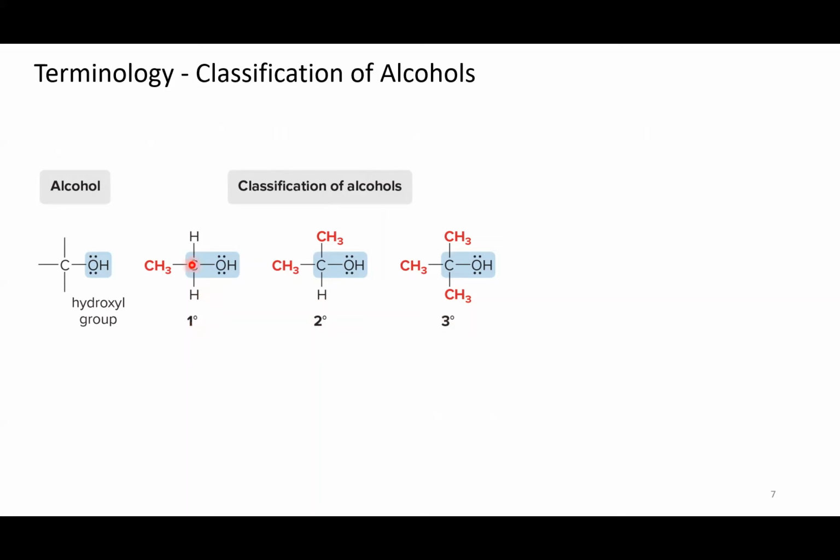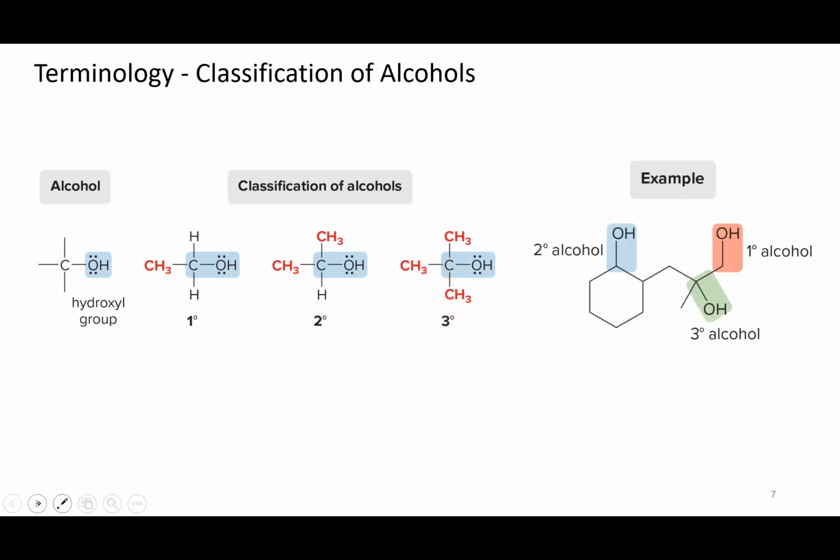So first, locate the carbon that bears your hydroxyl group. And then if that carbon is bonded to one other carbon, we call that a primary alcohol. If that carbon is bonded to 2 other carbons, we call that a secondary. And lastly, if that carbon is bonded to 3 other carbons, we call that a tertiary alcohol. Let's look at what that looks like in the context of a full molecule.